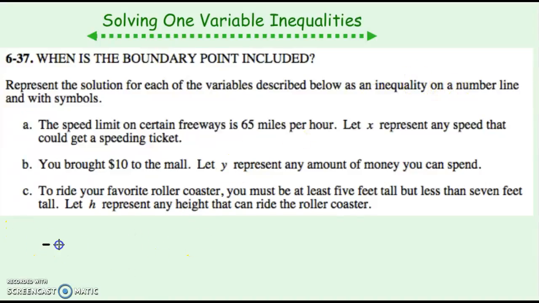So for A, I'm going to draw down here below. I'm going to start by making a number line. If you were to get a speeding ticket, it would be going over the speed limit. So I'm going to start my number line at 65 because I know anything greater is going to be where it gets me a speeding ticket. And I'm going to count up by 5s.